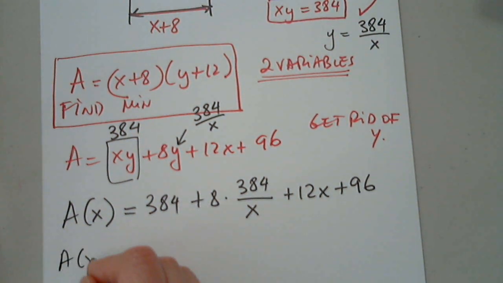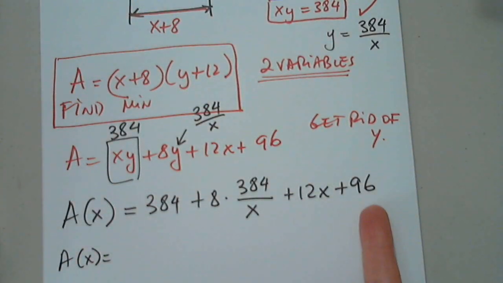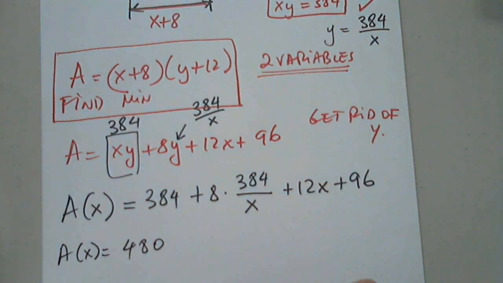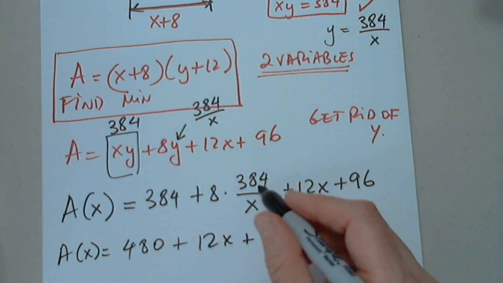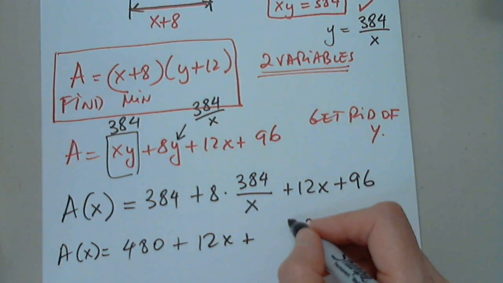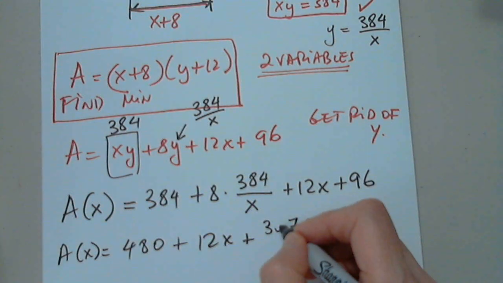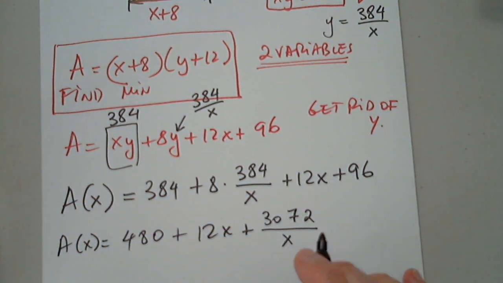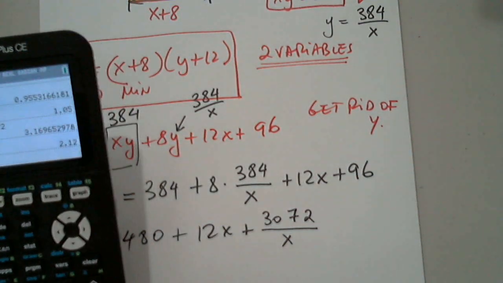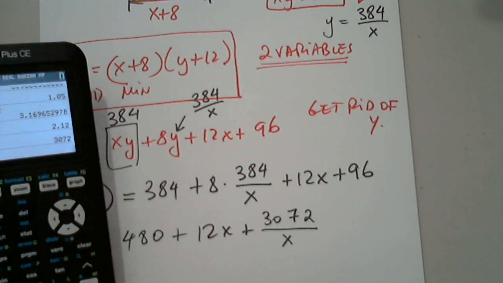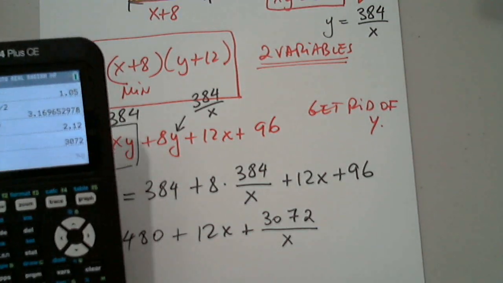I will simplify further because I have 384 plus 96. What is that? 480, I'm assuming. Let me know if it's correct. And then plus 12x, and then this one, what do I have? 8 times 384, 3072. Correct my numbers, please. Make sure that I have the correct numbers. Yeah, I got that right, and it's 384 plus 96. Okay, yeah.